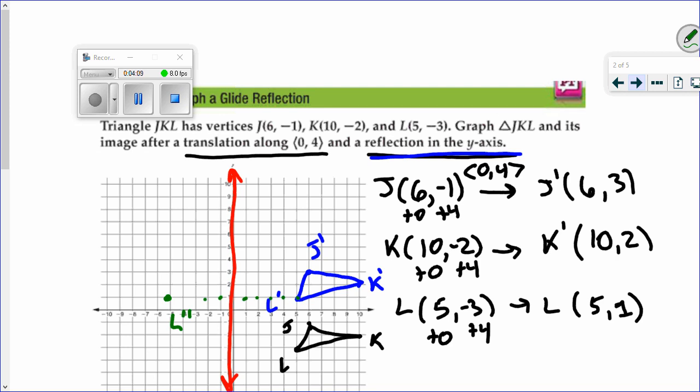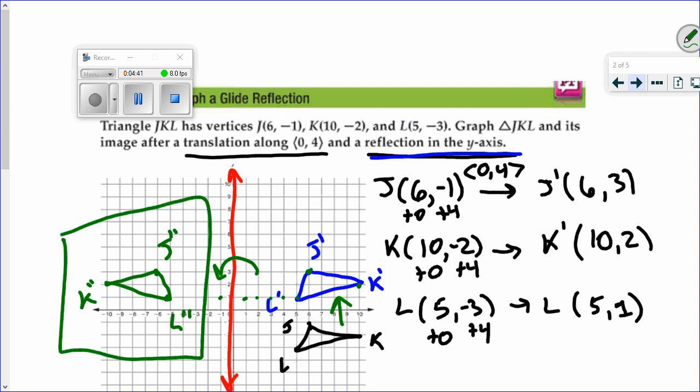We do the same thing with J. We see that J is 6 units to the right, so we need to go 6 units to the left of the y-axis. That would be J double prime. K is 10 units to the right, so we need to go 10 units to the left of the y-axis. There would be K double prime. So our green triangle is after we translated it and then reflected it across the y-axis. This is our final outcome, and all those ordered pairs would be correct. So that's a glide reflection.